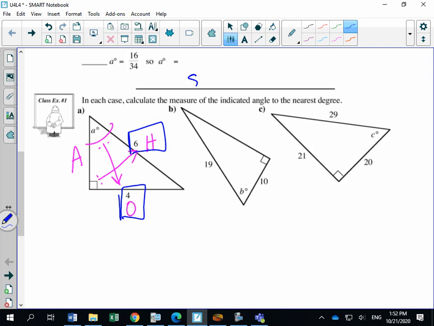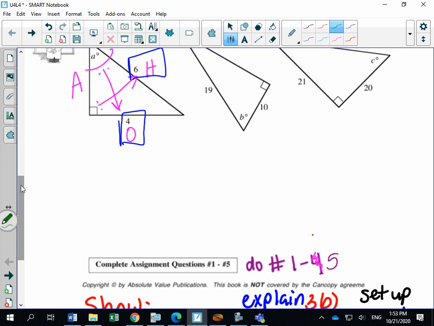Then you're going to write your acronym, SOHCAHTOA, and you're going to say, okay, which ratio has O and H, and that would be sine. So it would be this one here. How you would set this up is the sine of your given angle, in this case, angle A, is equal to, sine is O over H. So I look at what I boxed in. O is 4 and H is 6.